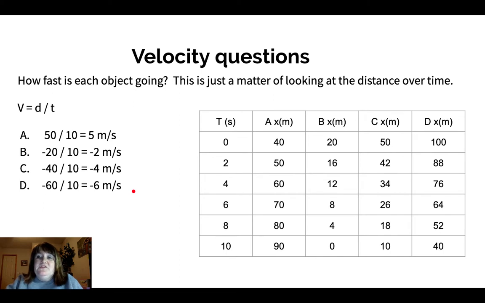But then the other question I might ask you is, which one of these is going the fastest? Well, remember that fast is relative, and so you don't have to worry about positive and negative. You just have to worry about the biggest number. So believe it or not, object D is going the fastest because it has a speed of 6, whereas A has a speed of 5, even though they're going in different directions.